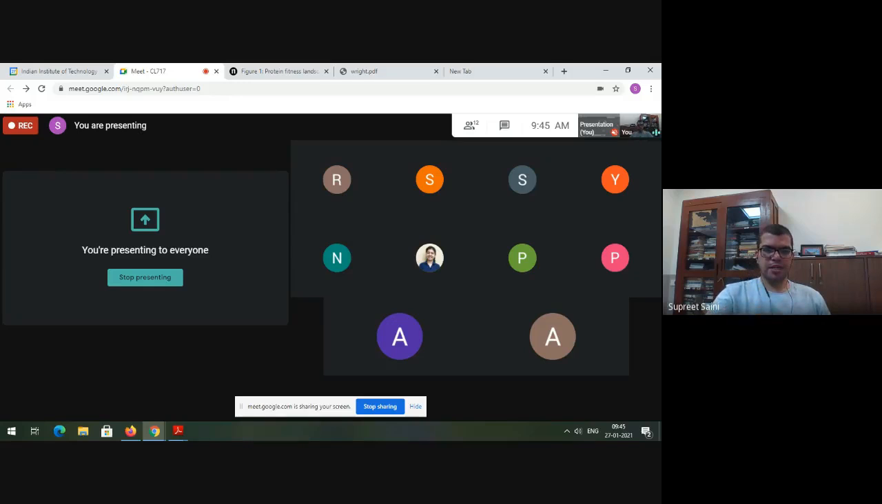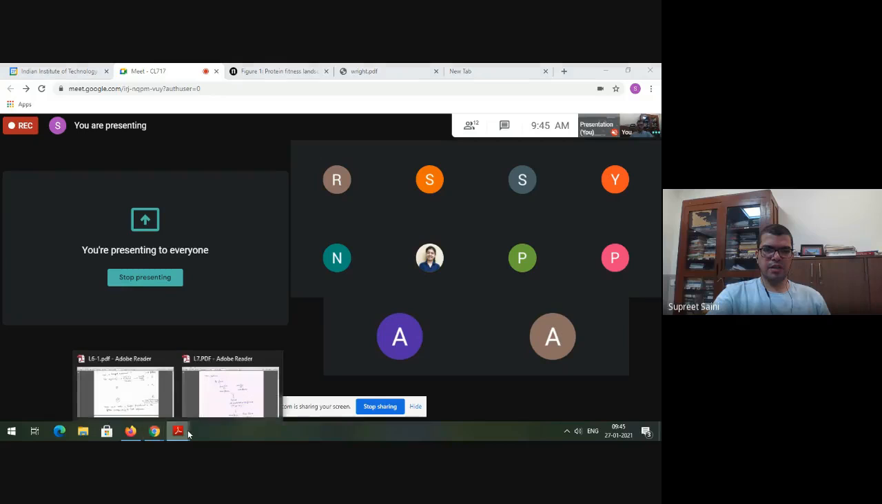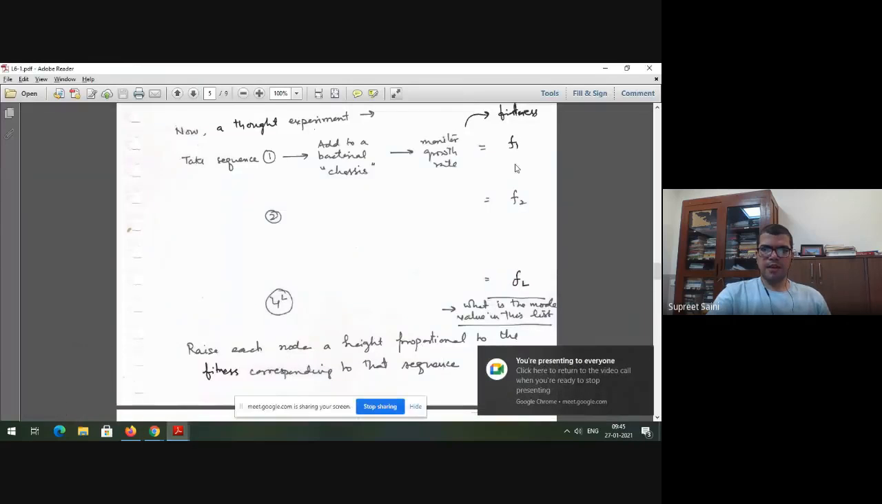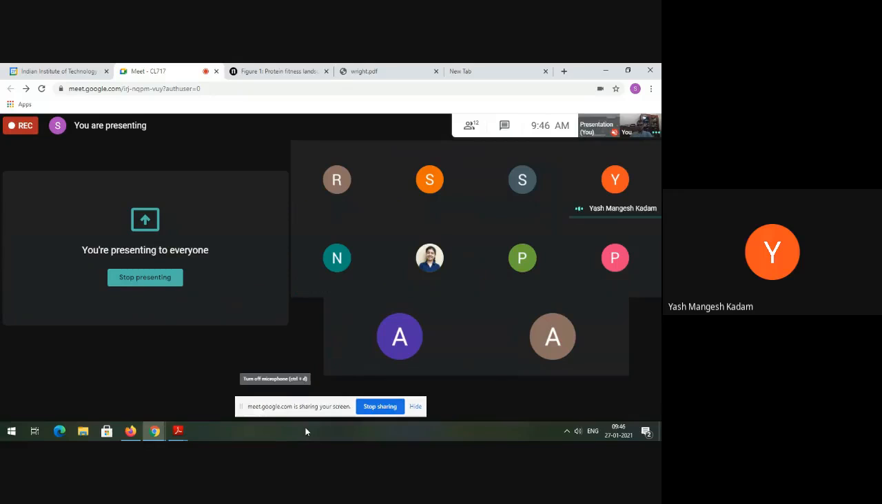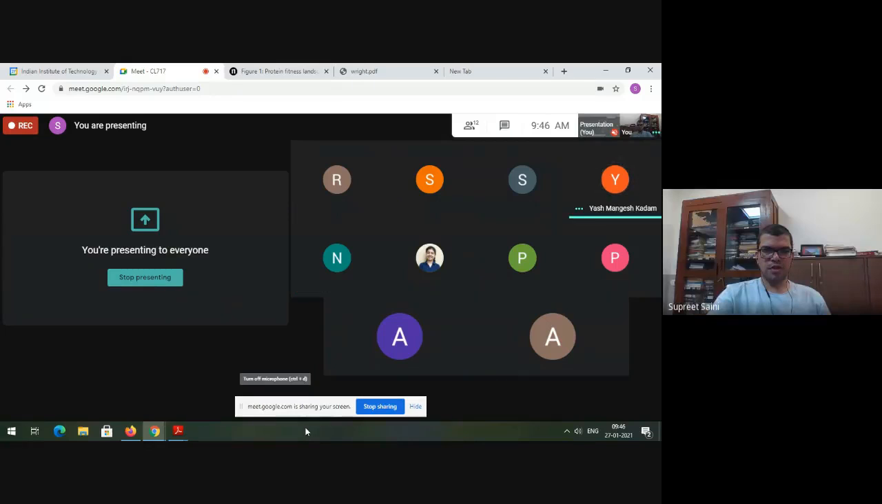place. But before we get there, let's answer one question. In this list that I have made of 4 to the power L numbers corresponding to fitness levels, what do you think is the mode value in this list? What is a mode? Most occurring. Most frequent one. Yes. Tell me.